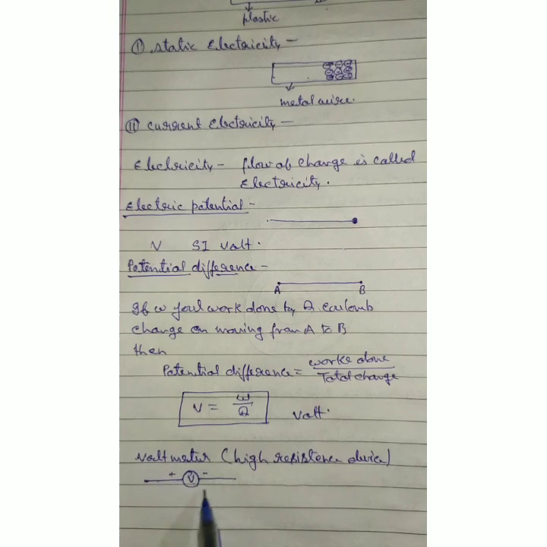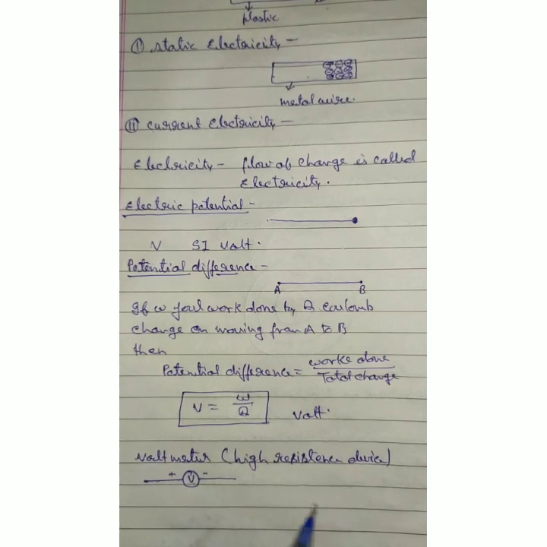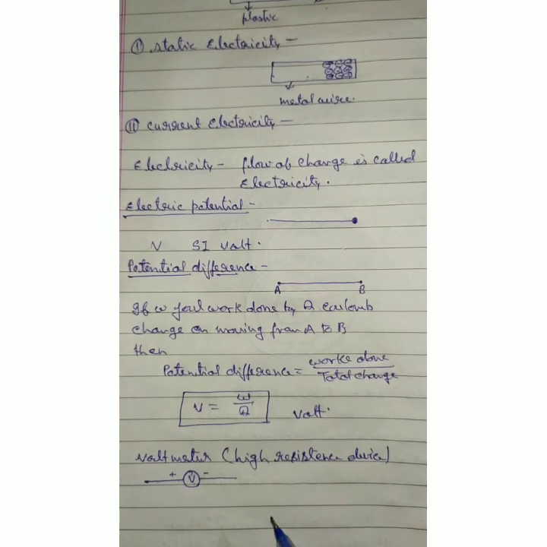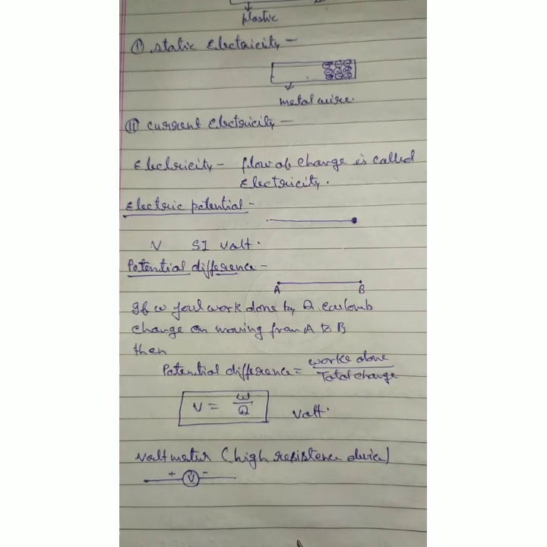Since a voltmeter is a very high resistance device, that's why it is always connected in parallel. All high resistance devices are always connected in parallel in an electric circuit, and low resistance devices are connected in series. The combination of resistance is discussed later in this chapter.